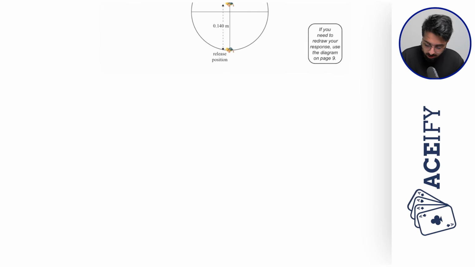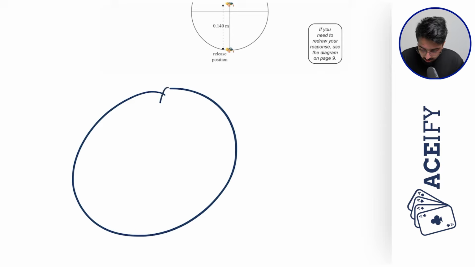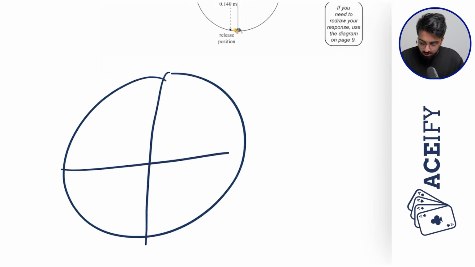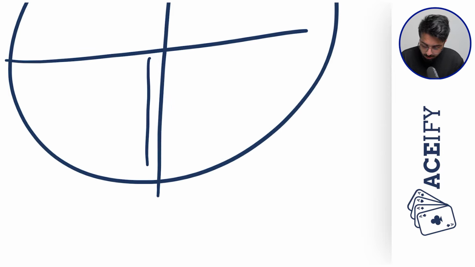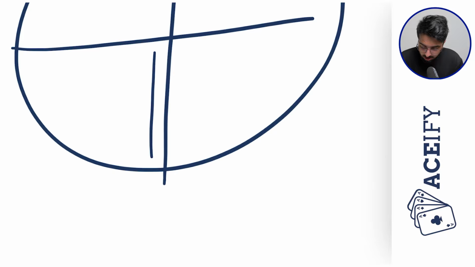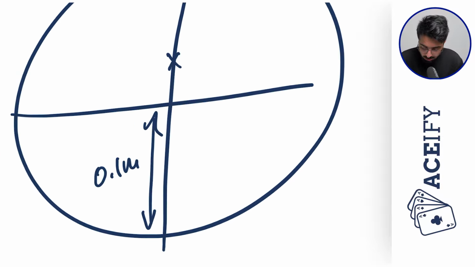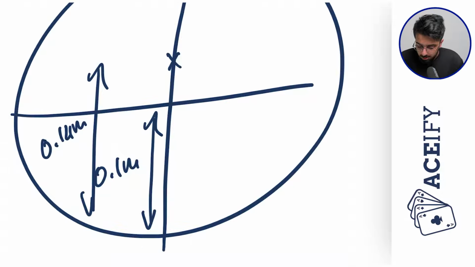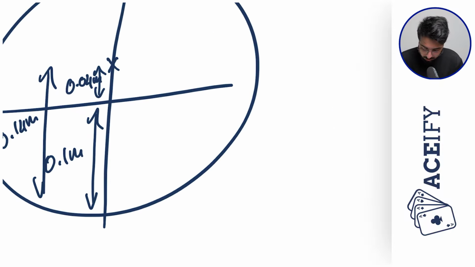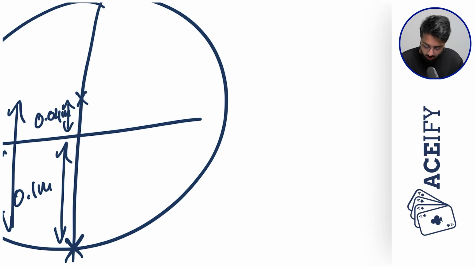Okay, so let's draw another reference circle, and we can do it in quarters, like so. We brought it down 0.1 meters from its equilibrium position, right? Therefore, this distance right here is 0.1 meters. And we want to know how long it takes to travel 0.14 meters from its release point, so this distance right here is 0.04 meters. And because it's released from over here, we track it in the anti-clockwise direction.